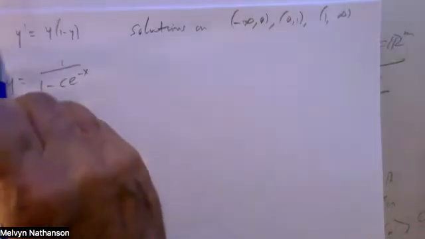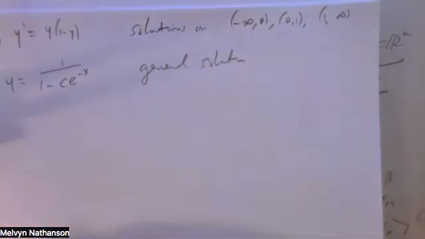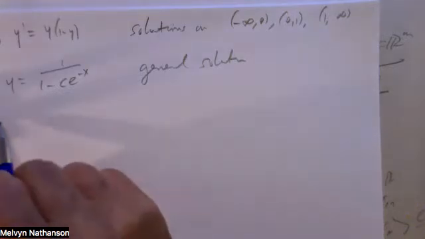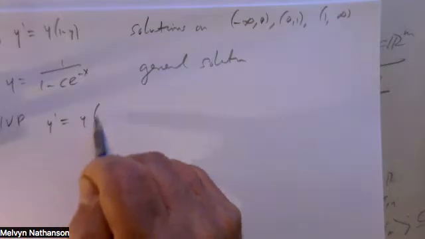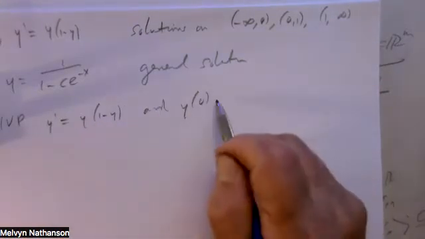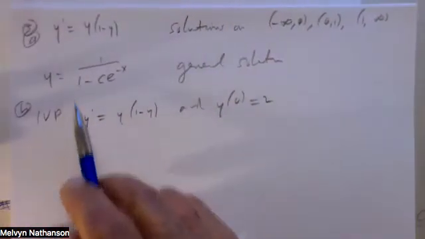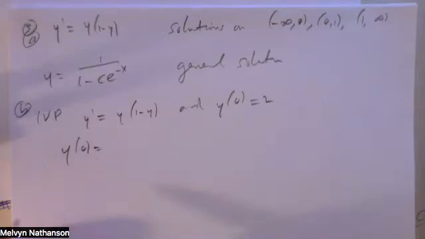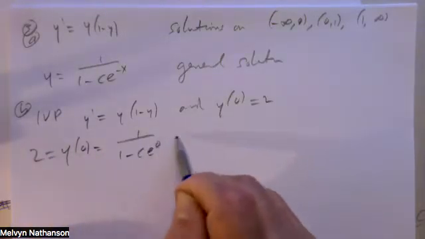So that's part A, the general solution. What about the initial value problem? This is part B. y prime equals y times 1 minus y, and we want the initial condition, y of 0 equals 2, to be satisfied. If you let x equal 0 in the expression, y of 0, which is supposed to be 2, is 1 over 1 minus c e to the 0. E to the 0 is 1.